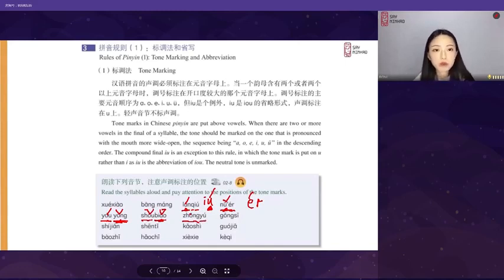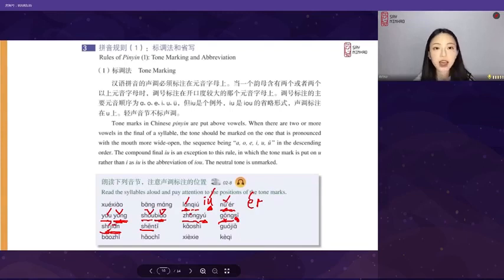Yú, we need to mark on the only final, just mark on it and remove the two dots of ü. Next one, gōng, just mark on the o. Next one, shíjiān, shí, there is only one letter in the final, just mark it. And jiān, we see a, so we mark a, right?